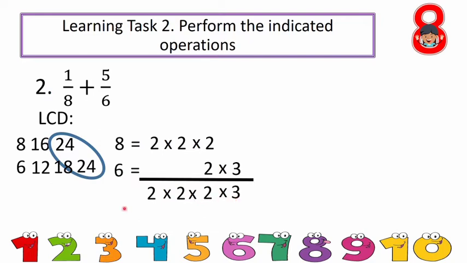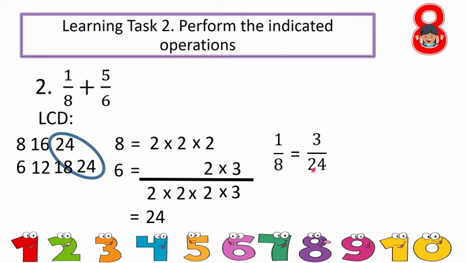So we have 2 times 2, which is equal to 4, times 2, which is equal to 8, times 3, which is equal to 24. So our LCD is 24. So now, we rewrite 1 over 8 to its equivalent wherein the fraction has a denominator of 24. So it is equal to 3 over 24.